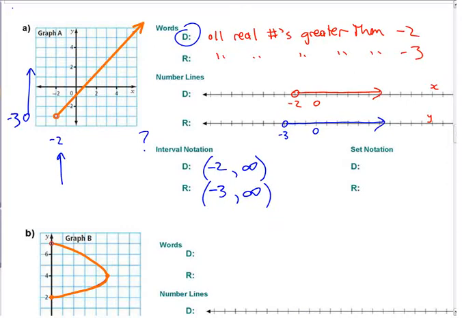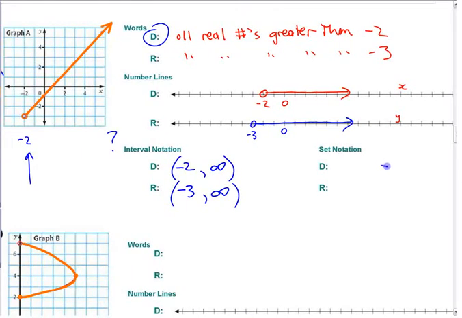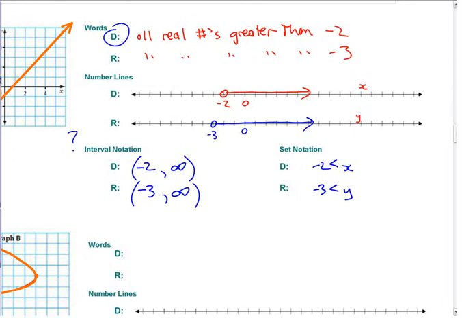Set notation is the weird one, the way it's written. First of all, make sure you can just write the inequality as a start. For this one, you don't have to say x is between -2 and infinity. For set notation, you don't have to put the infinity. You can just say x is greater than -2. And you can just say y is greater than -3 if you want. If you want to put the fancy stuff like they do in the book, you'll see it 2 different ways. Sometimes you'll see it this way. You'll see it just written with those weird brackets.